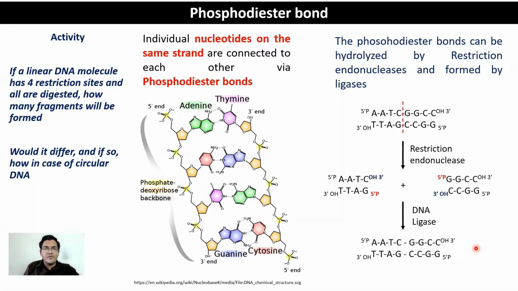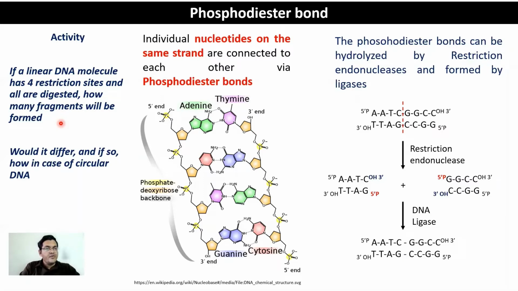And we'll discuss those in this lecture here. Right now, as an activity, I'm asking you a question. If a linear DNA has 4 restriction sites and all are digested, how many fragments will be formed? The other part of the question is, would it differ, and if so, how in case of circular DNA?